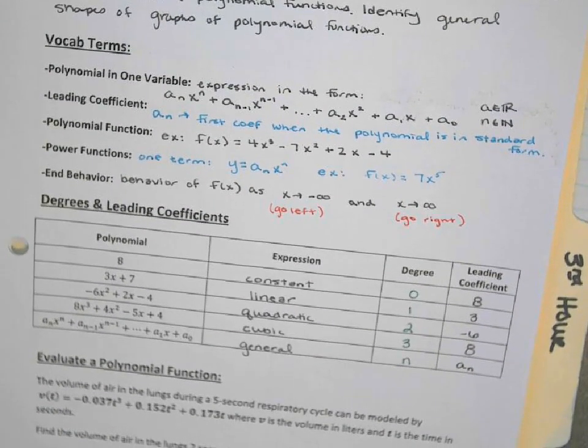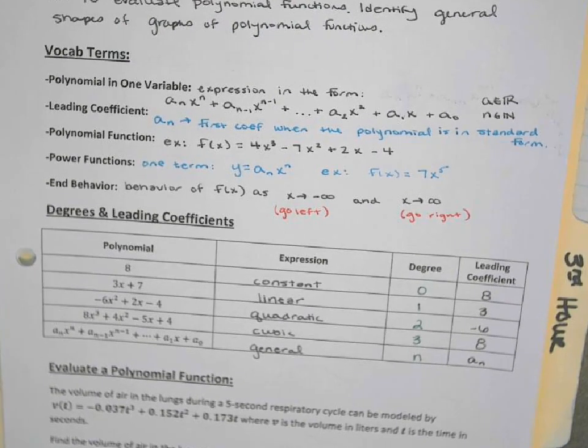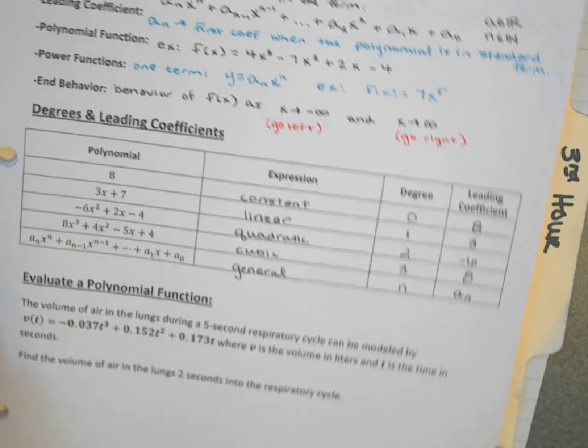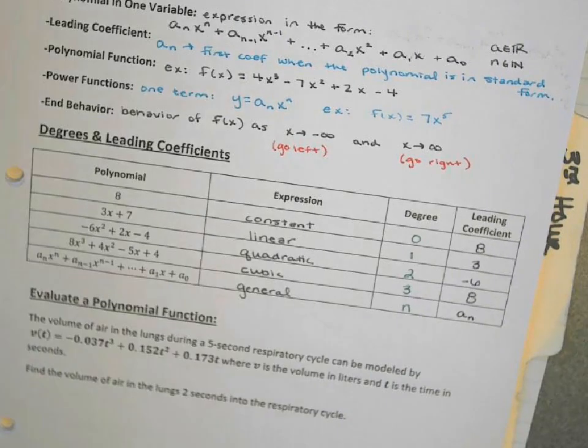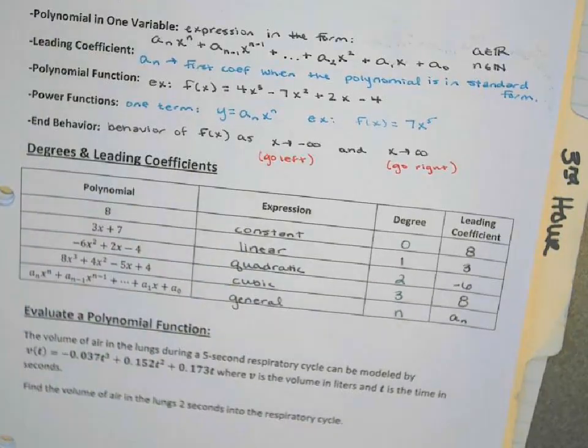All right, so now that we know how to identify the degree and the leading coefficient, we're going to take a break from those vocab terms, and we're going to look at how to evaluate a polynomial. You'll notice that there are some fake story problems in this section. By fake story problems, I mean you really don't have to know what is going on in the story problem to be able to do the math behind it.